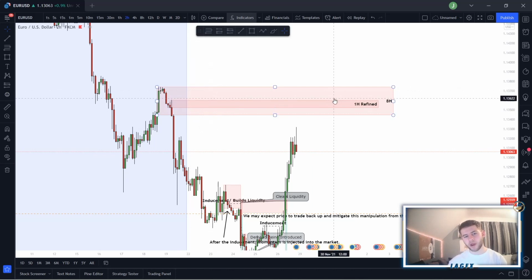I have a 1-hour refined zone, which is exactly at 1.135. So set your alerts here. See how price delivers to us when it reaches these levels.